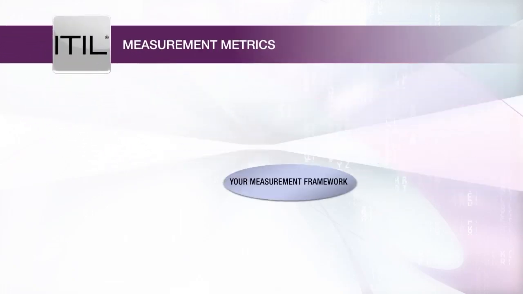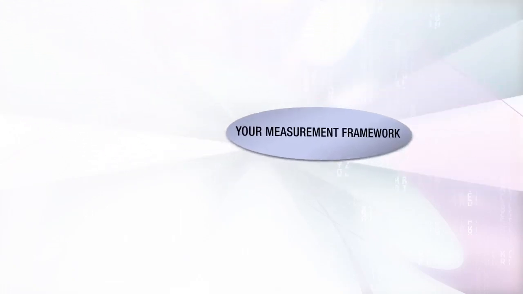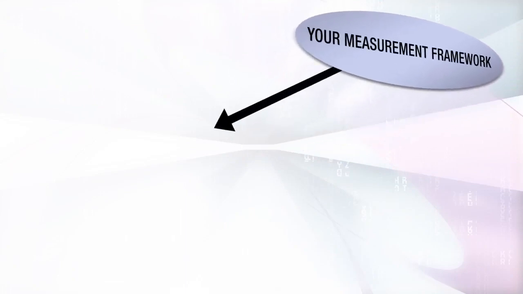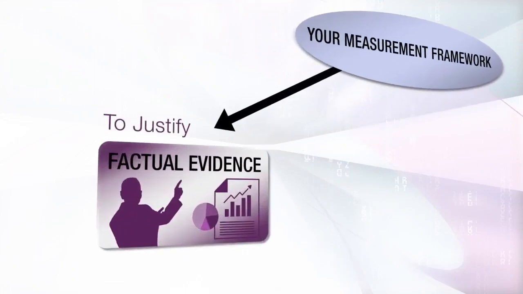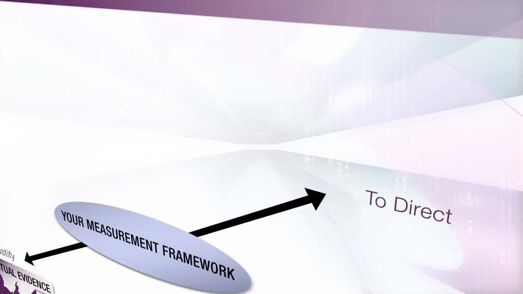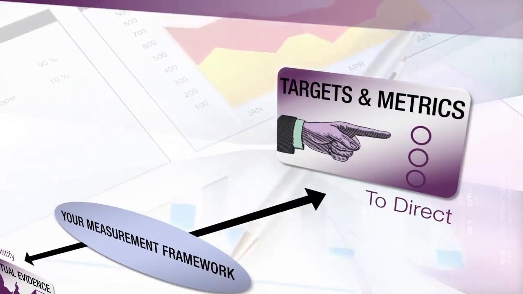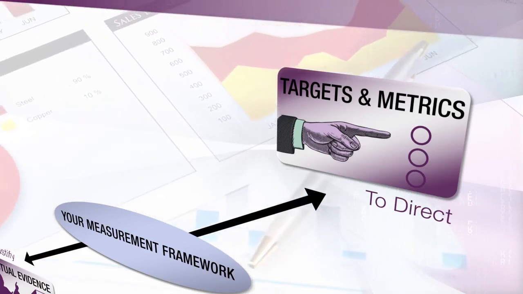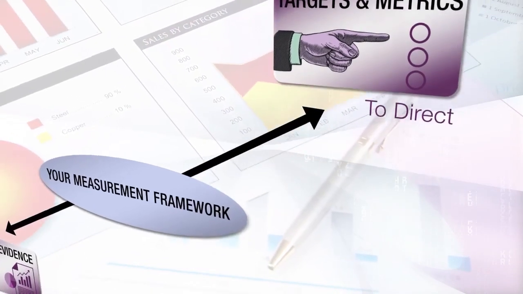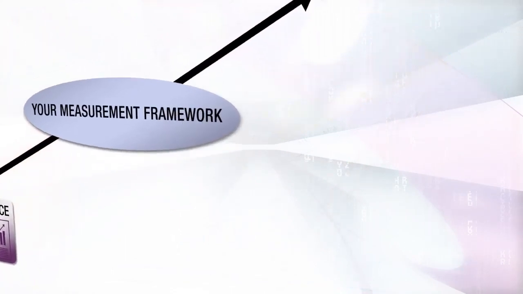There are essentially 4 main reasons why we measure within a service. They are to justify. Monitoring and measuring helps to justify with factual evidence or proof that a course of action is required. To direct. Monitoring and measuring enables a provider to set the direction for activities in order to meet set targets. This is the most prevalent reason for monitoring and measuring.